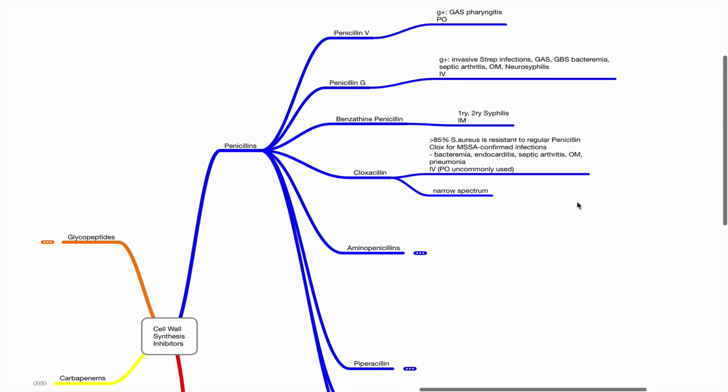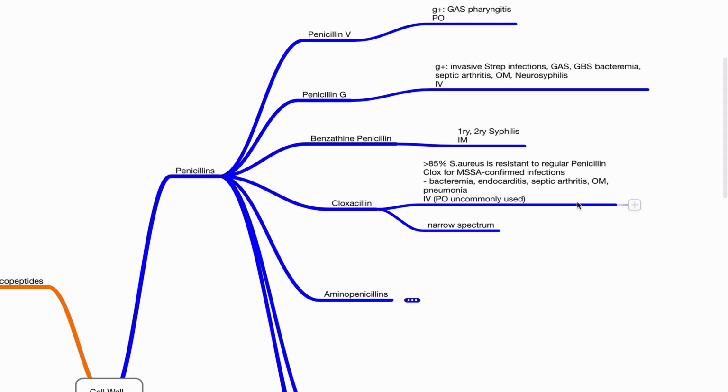Cloxacillin is an important drug to know. For Staph aureus, more than 85% of it is resistant to regular penicillin, and so we use cloxacillin in the case of MSSA confirmed infections. MSSA stands for methicillin-sensitive Staph aureus.